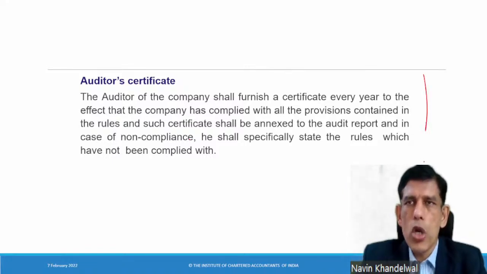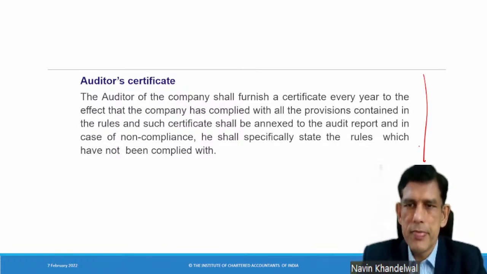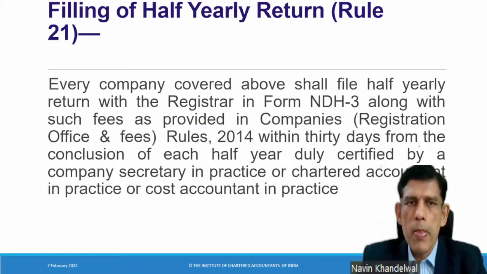As a job of the auditor, along with all the audit reports and financial statements, you need to give an additional certificate that the Nidhi company is complying with all the rules and regulations, and it will be part of the audit report which you are submitting. Certain requirements on part of Nidhi company: they have to file a half-yearly return each year, certified by a company secretary or chartered accountant in practice.